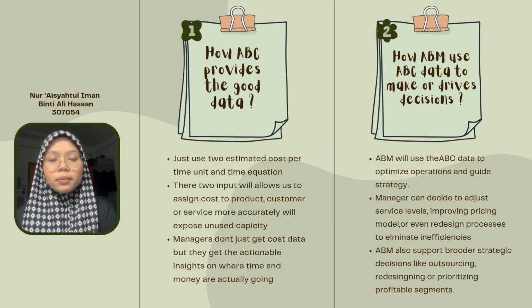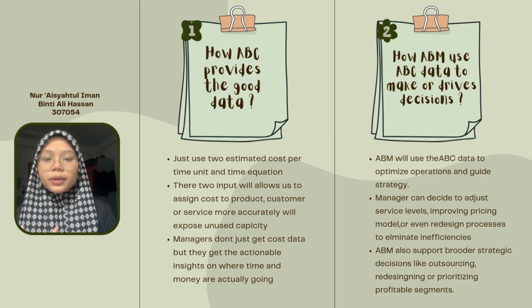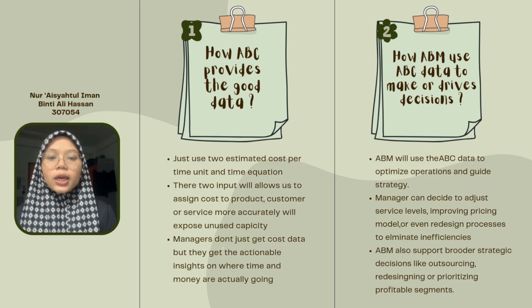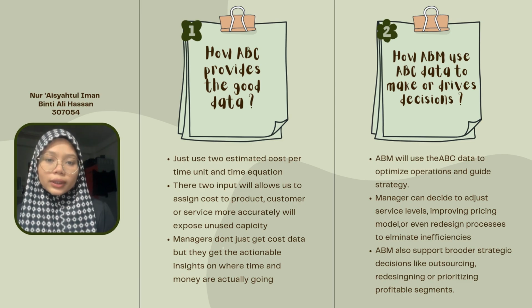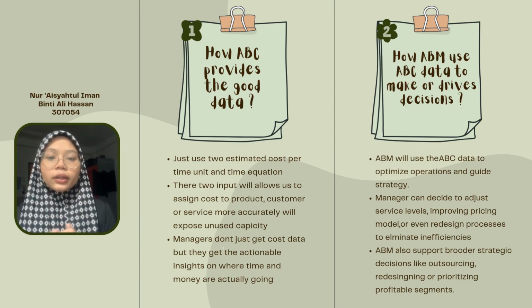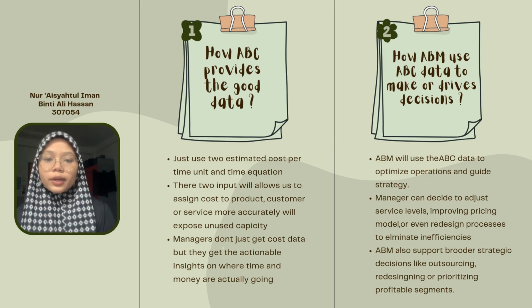To calculate ABC, we only need two estimations, which are the cost per time unit for resources and the time equation. Time equation refers to an estimate of how long a task or activity takes to finish. These two inputs allow us to assign cost to a product or service more accurately.